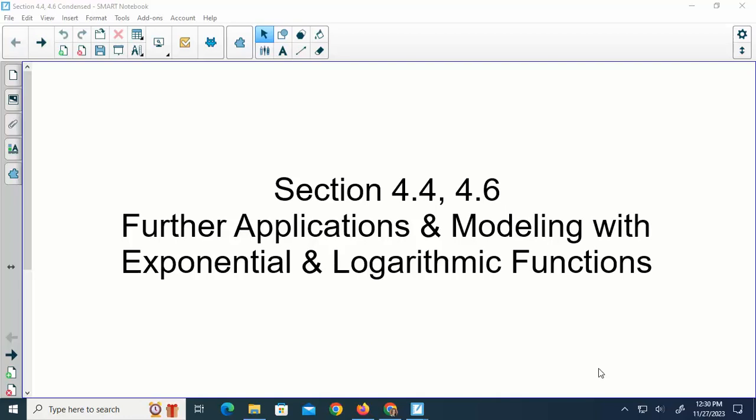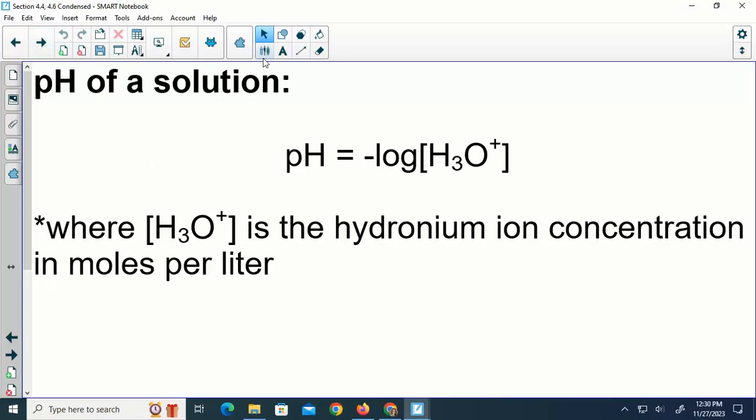In this section, we're still going to look at exponential and logarithmic functions, but just some applications for them where they're actually used outside of the math classroom. Why do we even bother with it? There are a lot of uses that come up in the sciences. One of them is for calculating pH.